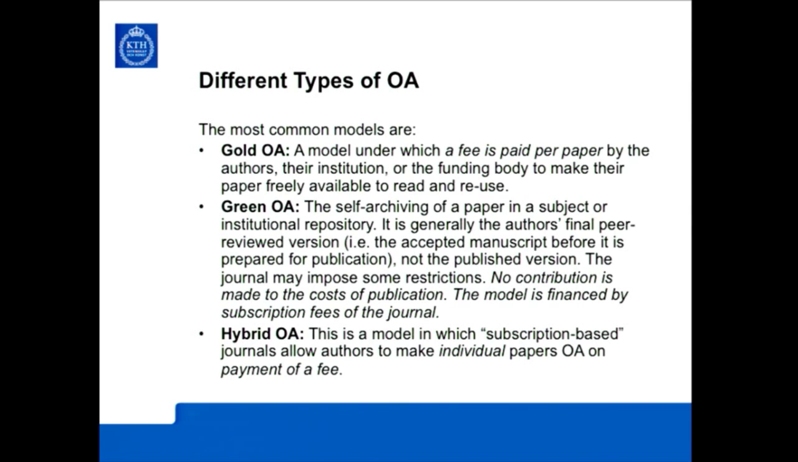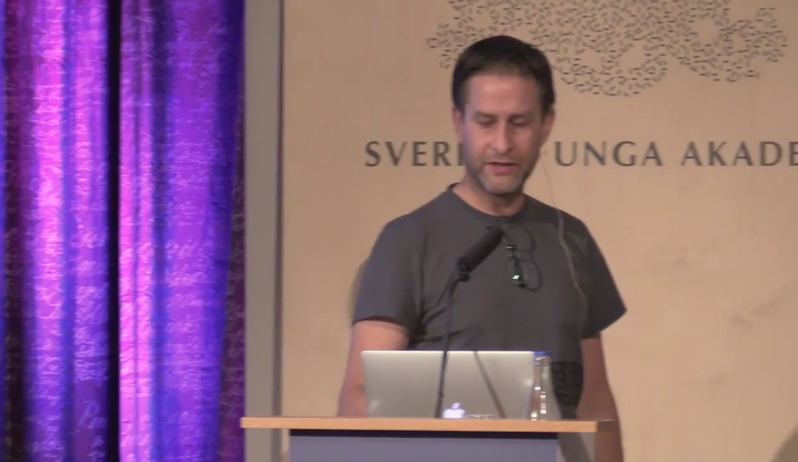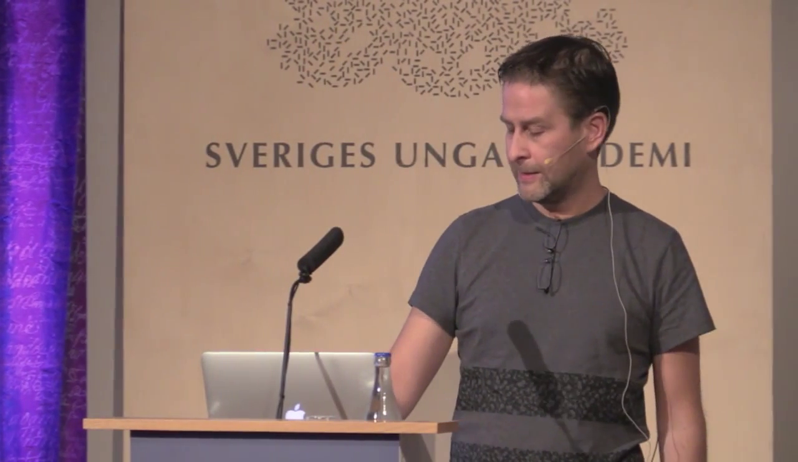And then we have the hybrid OA, that is basically a subscription-based journal where certain articles within that journal are published with an open access fee that is paid by the author, institution, or library. So this was just a short introduction to open access, the different models, and what the differences are between open access and subscription-based journals.